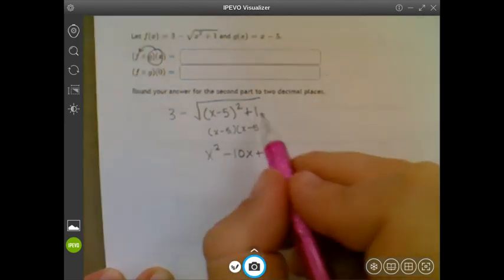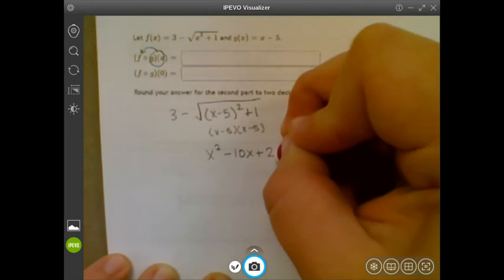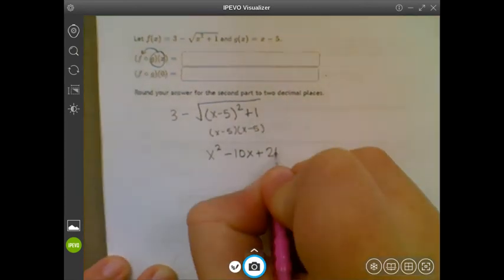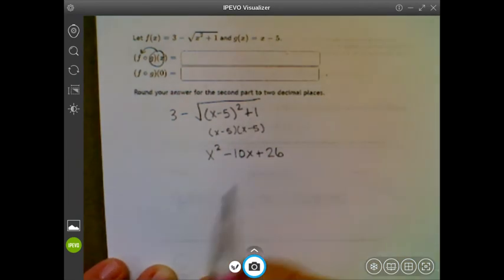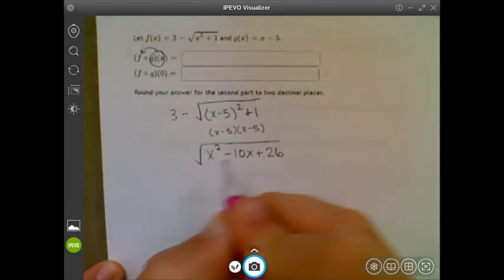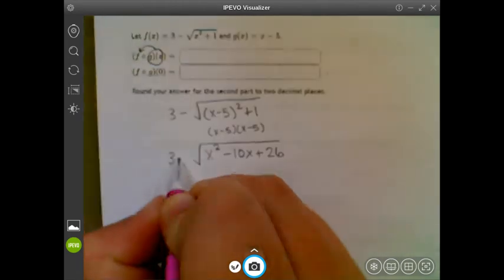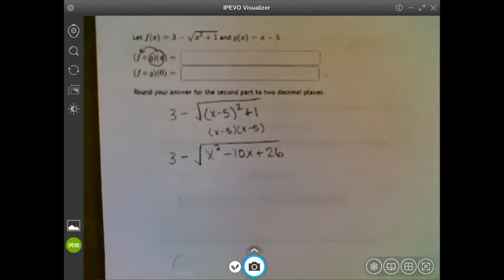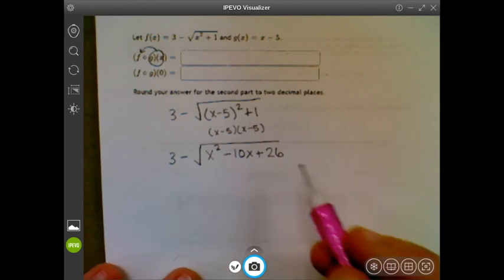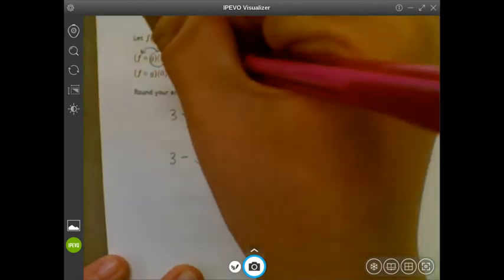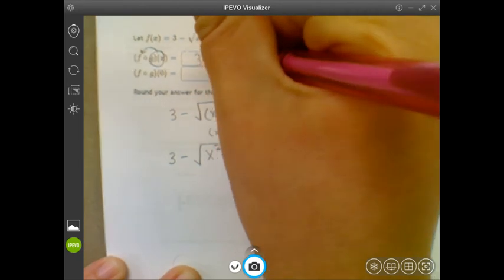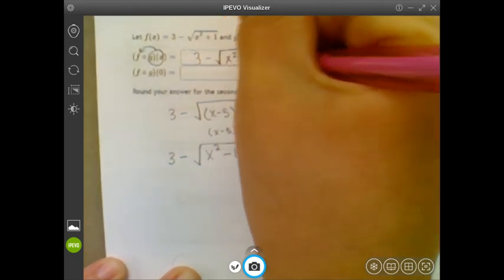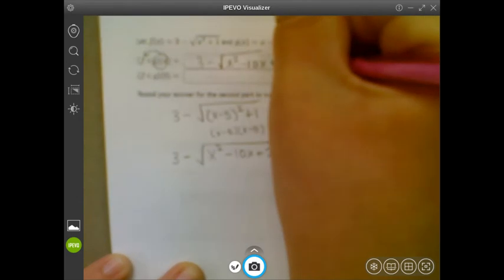But then you have the plus 1 at the end. So is everybody okay if I just erase that and say plus 26? So it's 25 from the distribute and the plus 1 here, making that a 26. So underneath your square root, you have that quadratic, and then the 3 minus in the front. And there's not really anything else you can do to simplify this. So it's 3 minus the square root, x squared minus 10x plus 26.